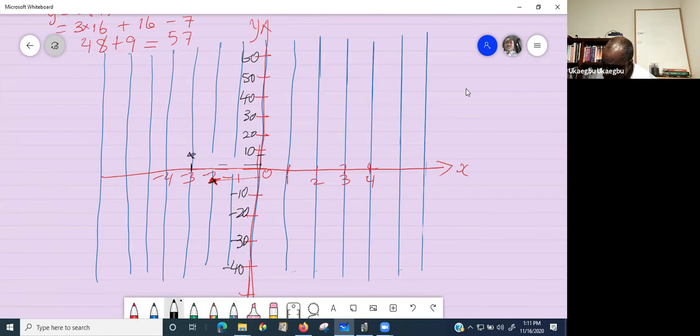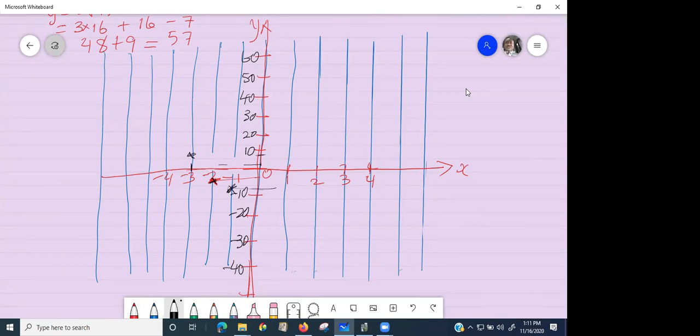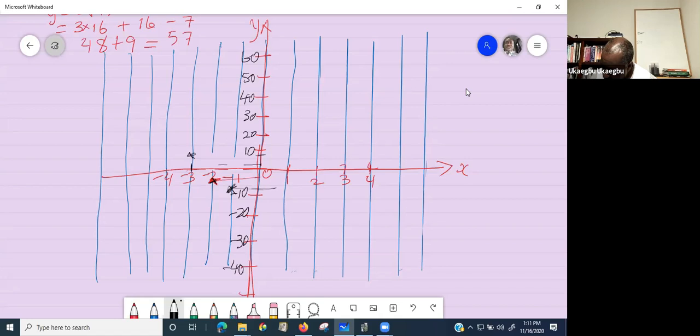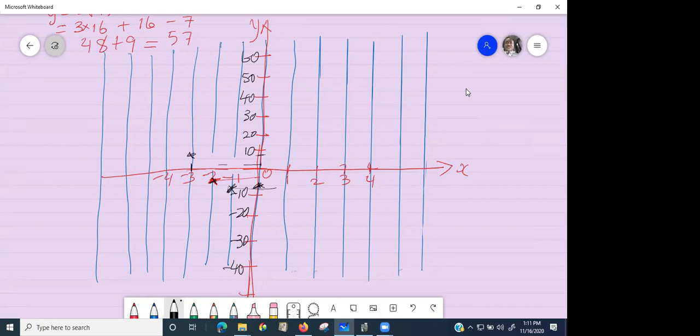How about negative 1? Negative 1 looks like, is it 8? Negative 8? Yes. Okay, so negative 8 is somewhere here. Okay, how about when x is 0? It's negative 7. Okay, so negative 7, when x is 0, is supposed to be somewhere here. Okay, how about when x is 1? 0. When x is 1, 0.